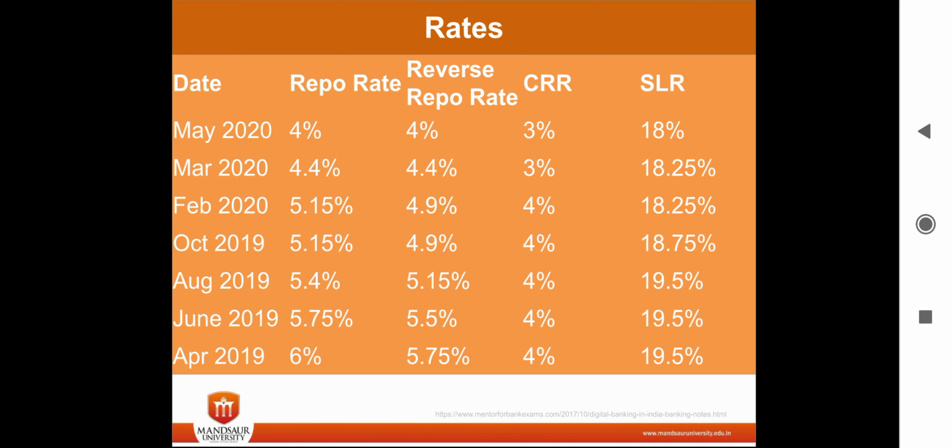These are the rates chart as per the current situation. In May 2020, the repo rate is 4, reverse repo is 4, CRR 3, SLR 18. This is slightly changed by the RBI from time to time to manage things.